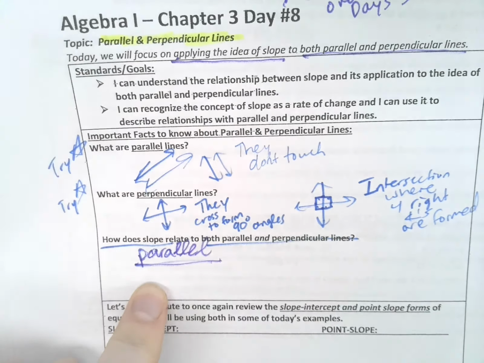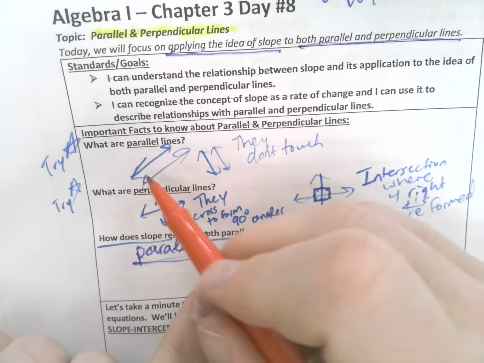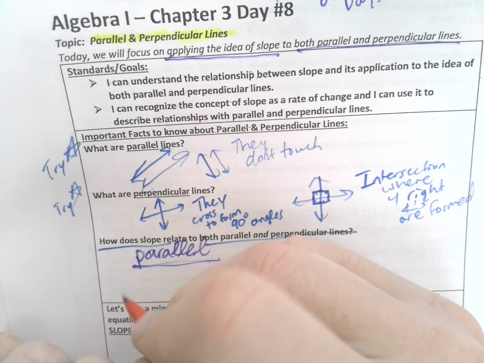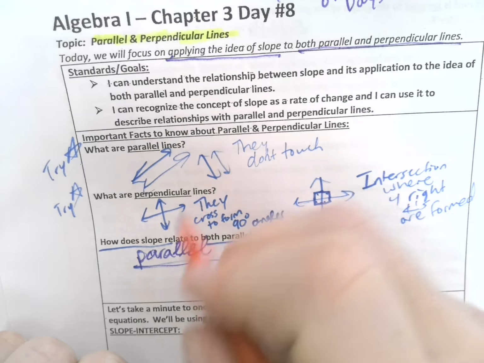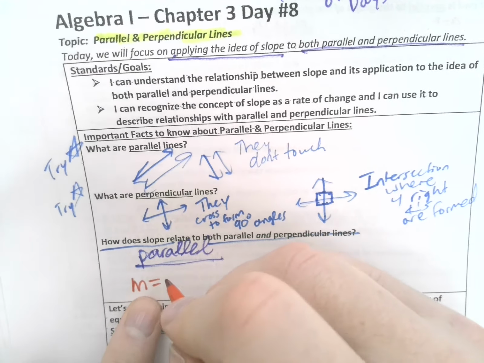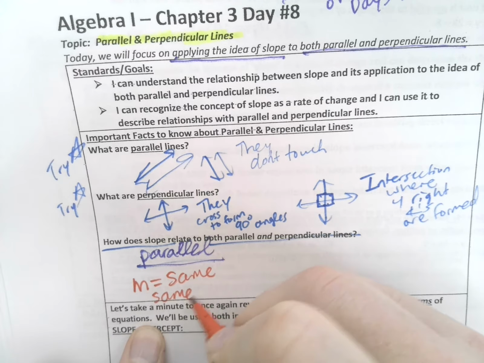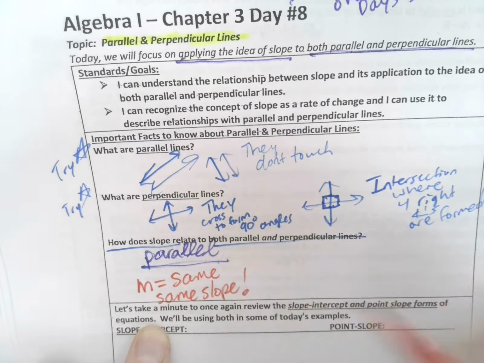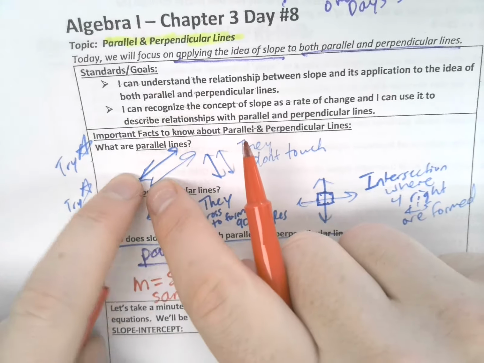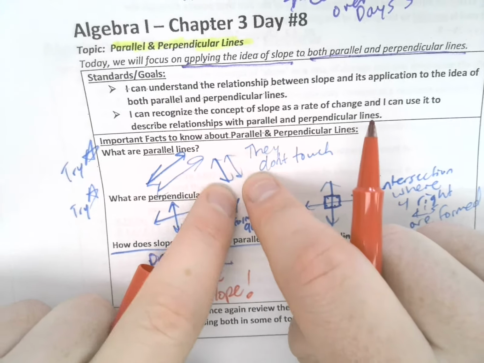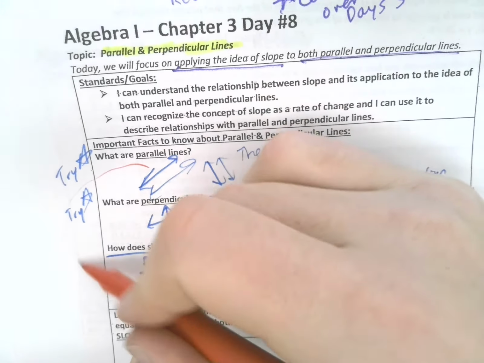When it comes to parallel lines, why do you think they never cross? Why do they never intersect? Well, that's because m is the same. In other words, they have the same slope. These two lines have the same slope. They go with the same trajectory. That's why they never intersect.